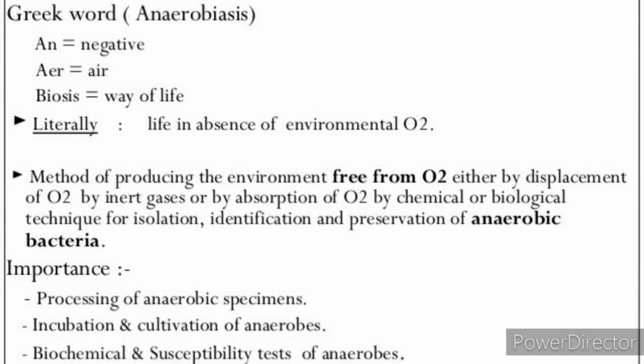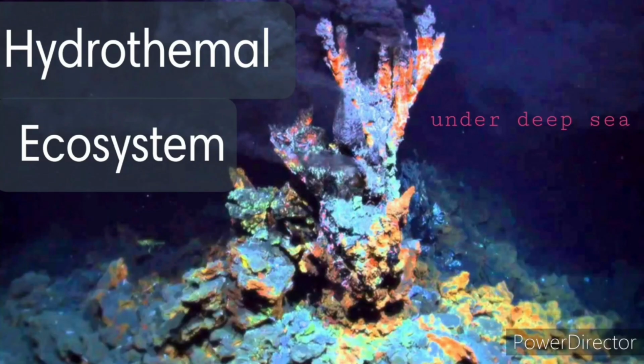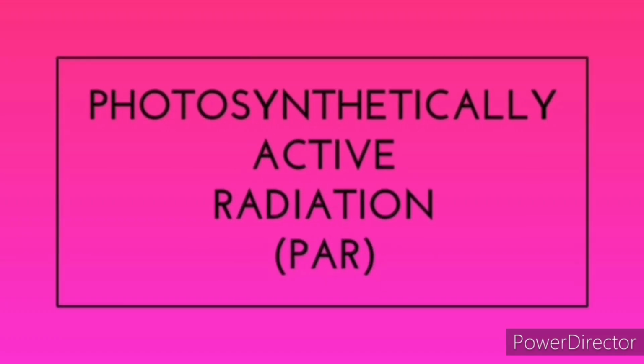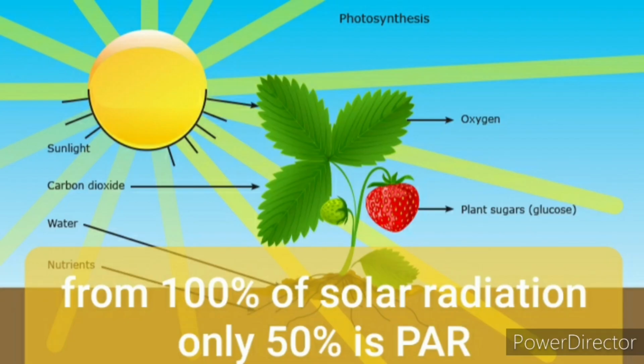This results in the buildup of organic materials. The topic is energy flow. The Sun is the ultimate source of energy for all ecosystems on Earth, except for the deep sea hydrothermal ecosystem. The solar radiation that can be utilized by plants for photosynthesis is called photosynthetically active radiation, PAR. From the overall solar radiation, only 50% is PAR.